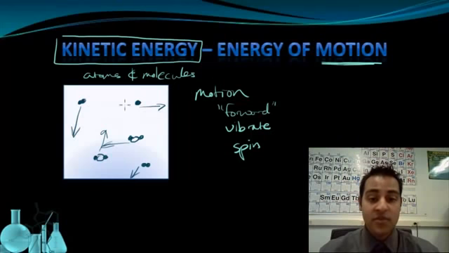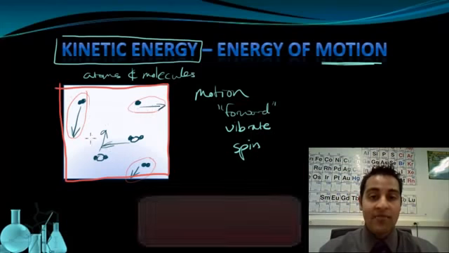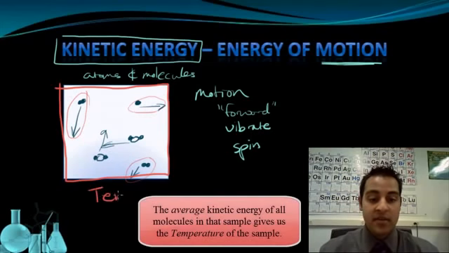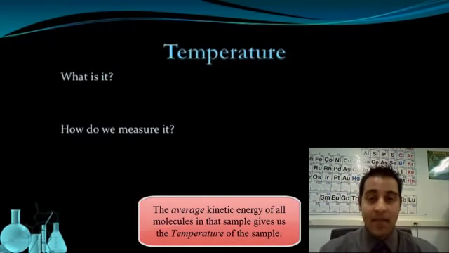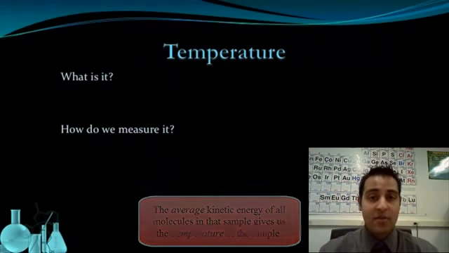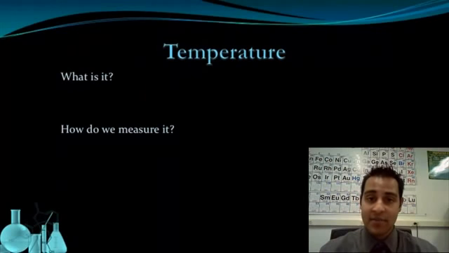Now you'll notice when I drew some of these motions in for these molecules, I gave some of them a lot of motion, and some of them only a little motion, and some in between. Each of these molecules has a different amount of kinetic energy. But the sample as a whole, if I consider all the molecules, their average kinetic energy gives me the temperature. And that's what it means to say temperature measures the average kinetic energy in a sample.